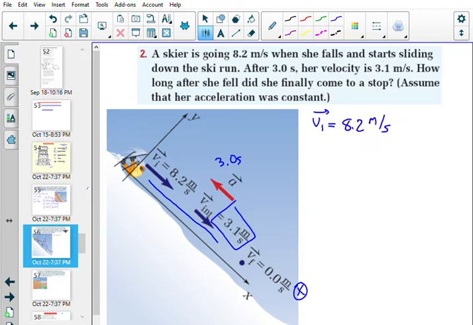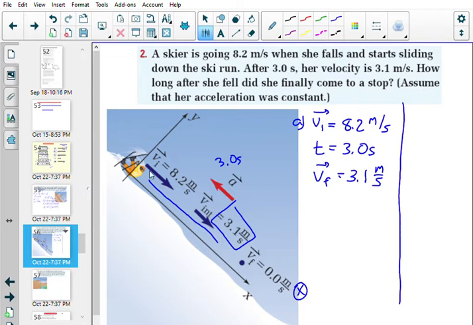And when she slides for 3 seconds, the final speed is 3.1 meters per second. So she slows down, she's decelerating. The second part of this question, so that's like a part A, the second part of this question wants to know how long after she fell did it take her to come to a stop. So now it's asking for a time. How long does it take to have a VF? Come to a stop means VF is 0.